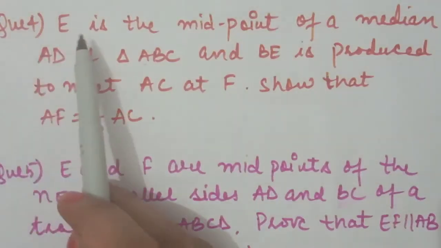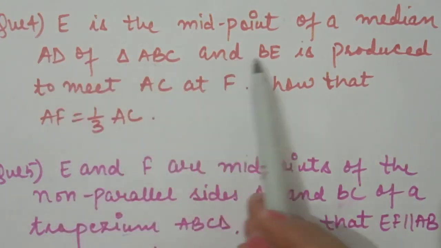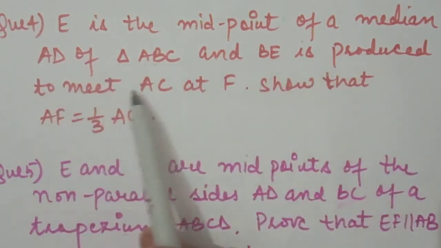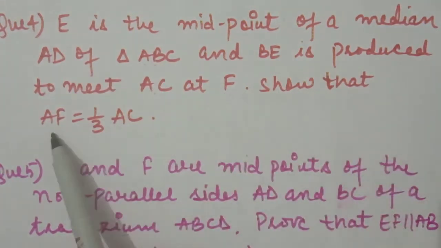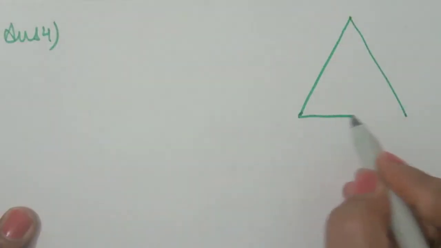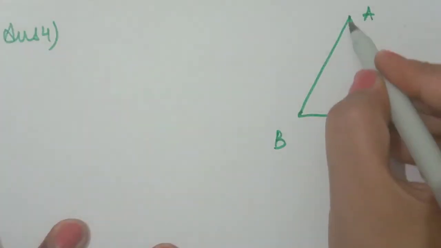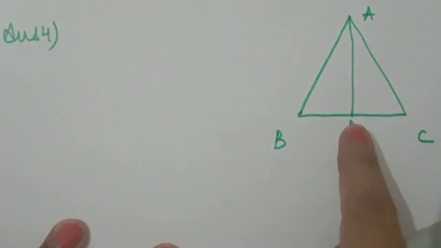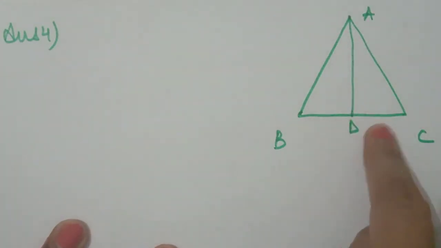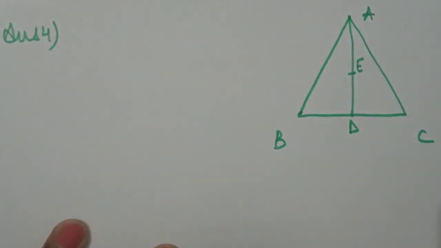The fourth question was: E is the midpoint of the median AD of a triangle ABC and BE is produced to meet AC at point F. Show that AF is one third of AC. So students, question number 4, first of all we have to draw a triangle ABC. AD is a median, it is already given, it means D is the midpoint of BC, and E is the midpoint of AD, it is also given.